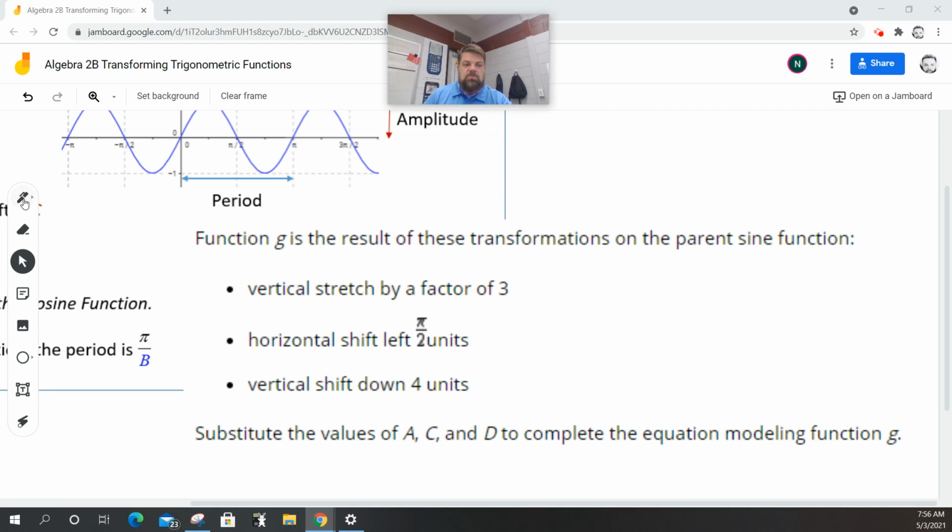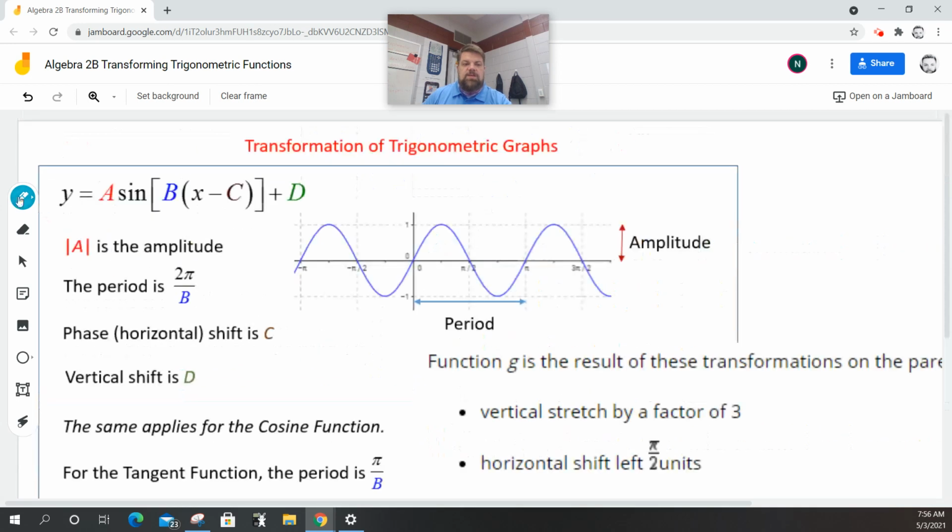So I'm going to jot some notes down as we go through this. Remember, as we're talking about this, this is like the amplitude. So a vertical stretch is a positive 3. So we would say A equals 3.